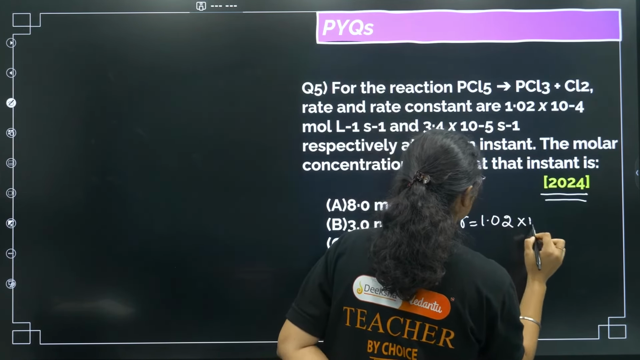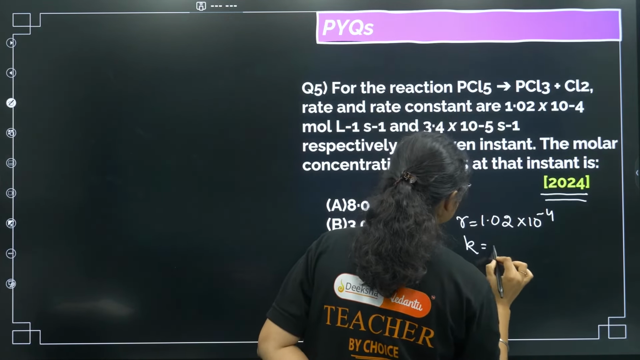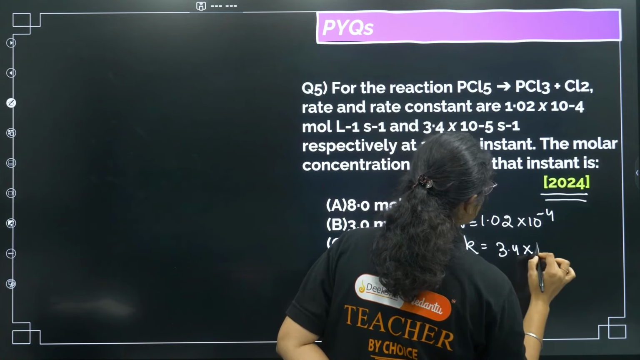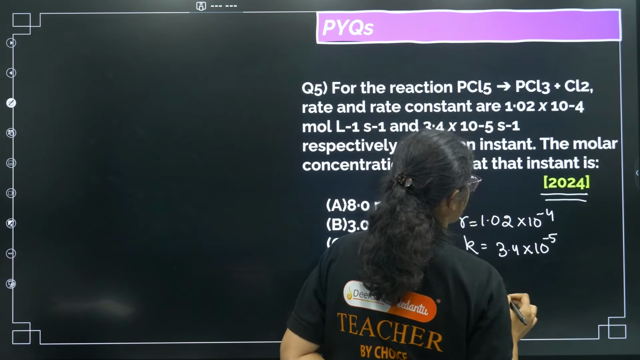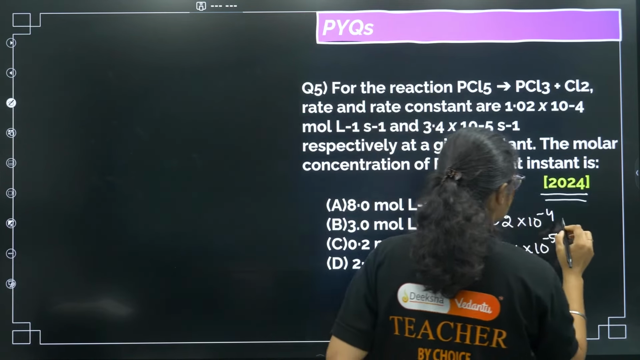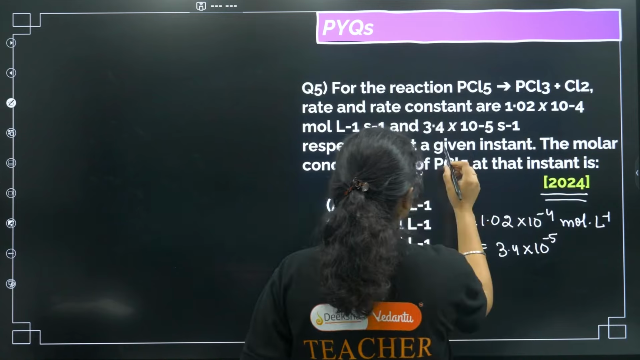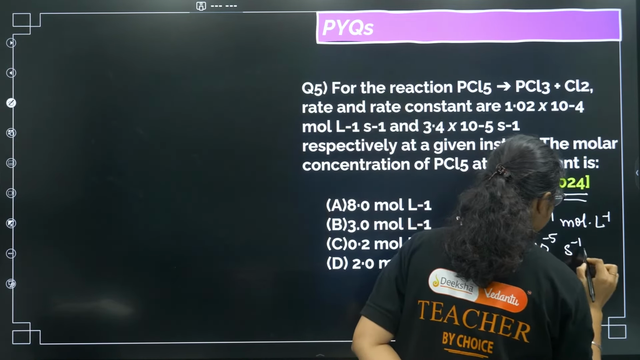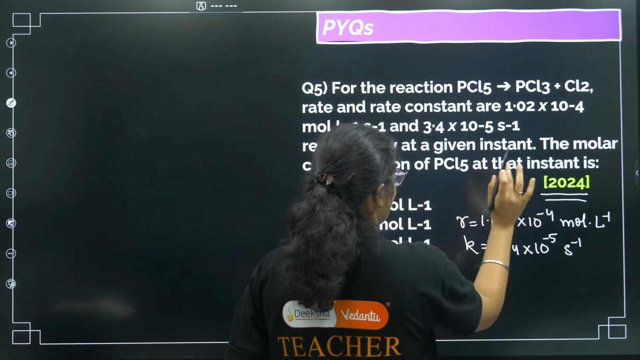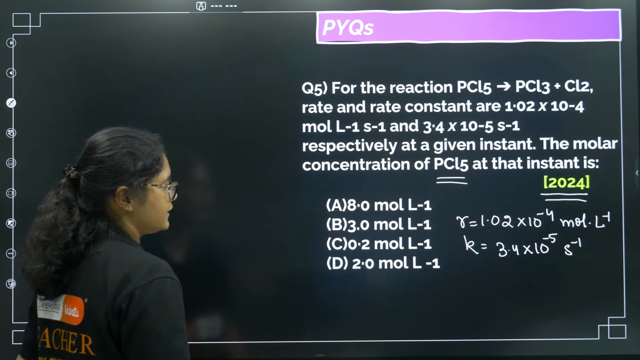1.02 into 10 to the power of minus 4, and the rate constant value is 3.4 into 10 to the power of minus 5, right? So the rate value is 1.02 into 10 to the power of minus 4 mole liter inverse, and the rate constant is 3.4 into 10 to the power of minus 5 second inverse, respectively, at a given instant. The molar concentration of PCl5 at that instant is, okay.